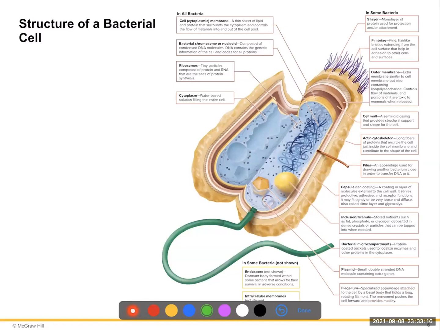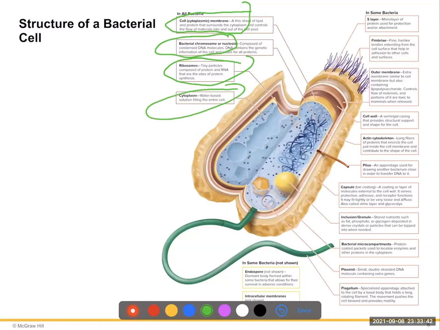This is the basic structure of a bacterial cell. You can see all the different things are outlined here. This is the cell cytoplasmic membrane. You have the bacterial chromosome or nucleoid, which is not in a nucleus. It's where all the DNA material is located in the center, but it's not encased in a membrane. You have ribosomes, these little dots throughout the cytoplasm that produce your proteins. Cytoplasm is the inside of the cell that supports all the internal portions of it.